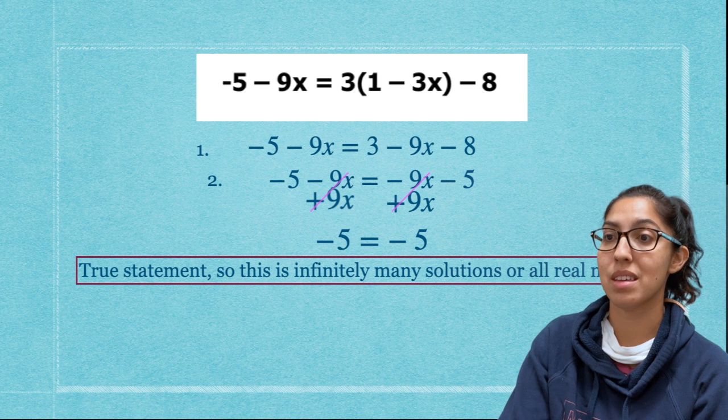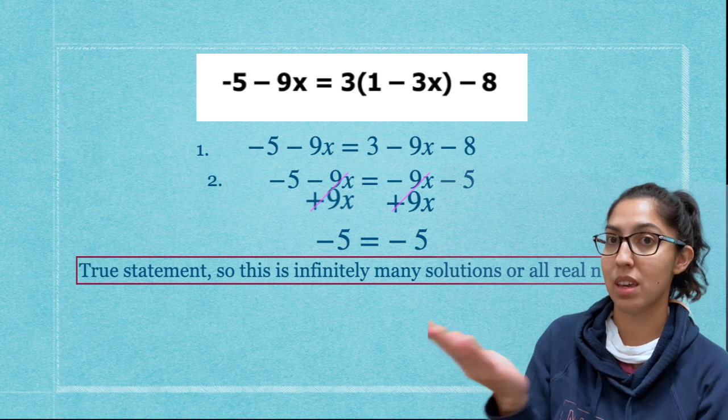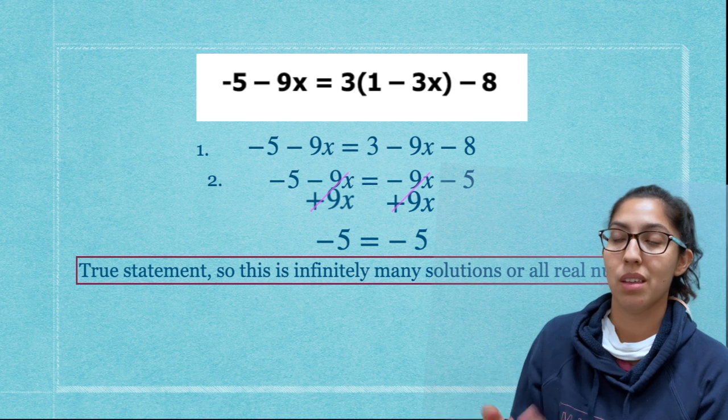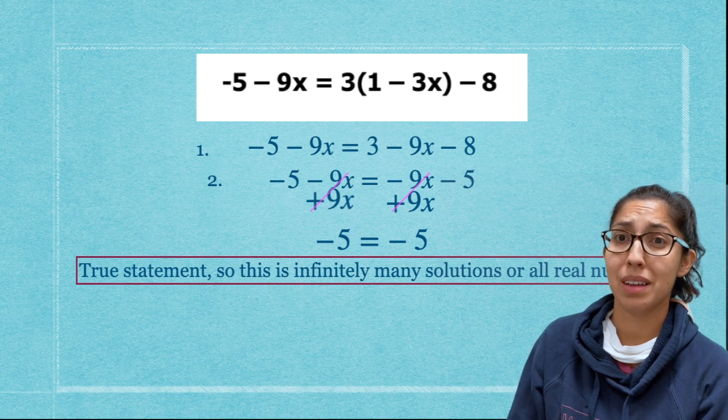So this is infinitely many solutions or all real numbers. You can say either of those. So infinite solutions or all real numbers, both of them are right. And that's pretty much it.